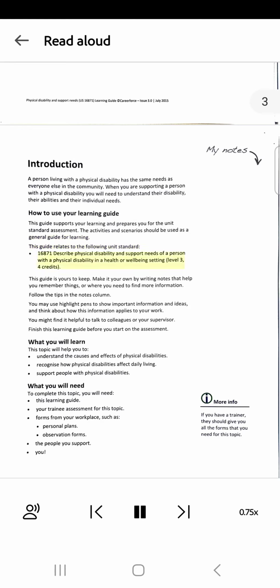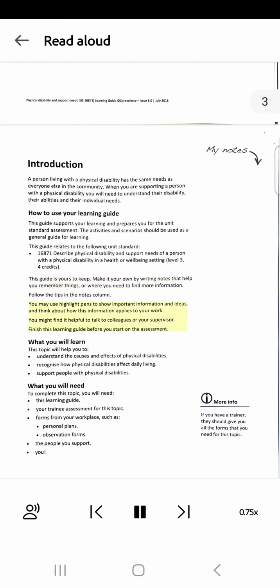16871, describe physical disability and support needs of a person with a physical disability in a health or well-being setting, level 3, 4 credits. This guide is yours to keep. Make it your own by writing notes that help you remember things, or where you need to find more information. Follow the tips in the notes column.